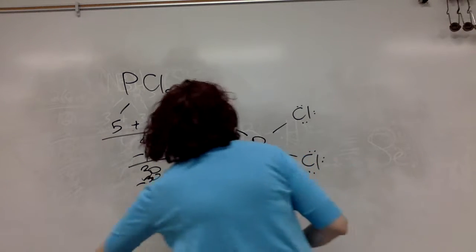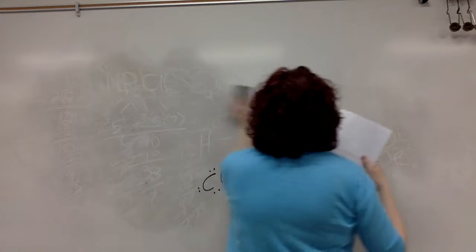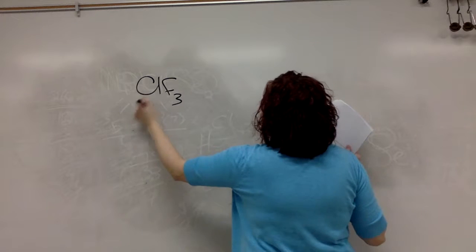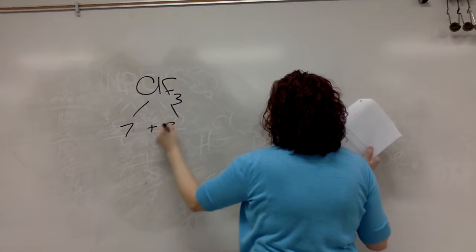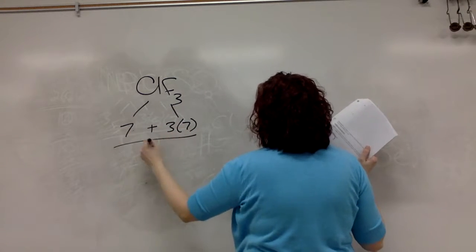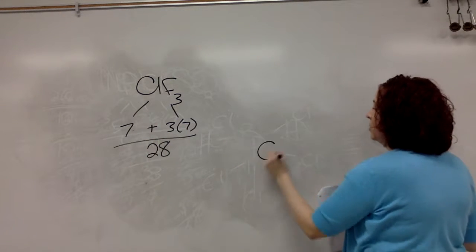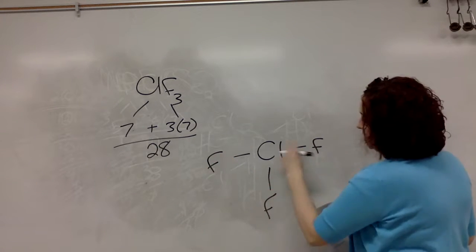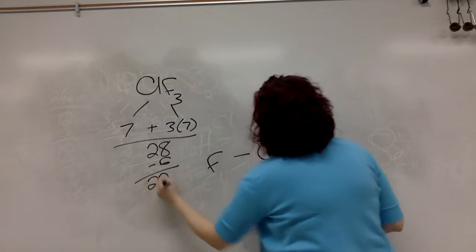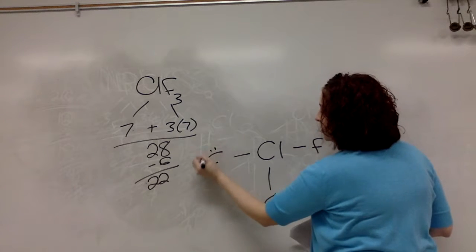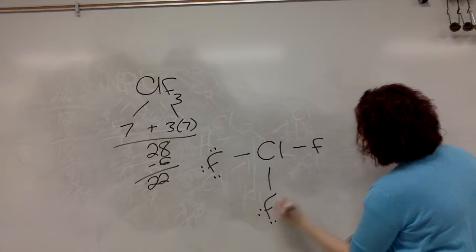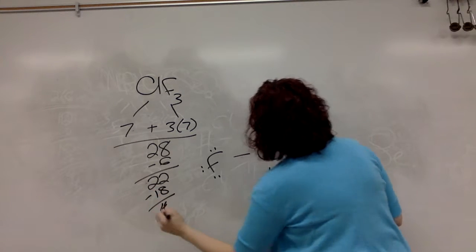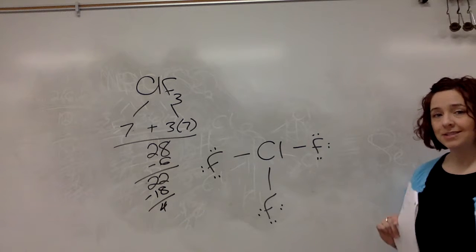All right, let's do another one. ClF3. So chlorine is 7. Fluorine is 7 times 3, 21, 28. Chlorine's our central atom. 3 fluorines, minus 6, 22. Okay, make your fluorines happy. So that's 18. Okay, we have 4 left, 4 dots left.